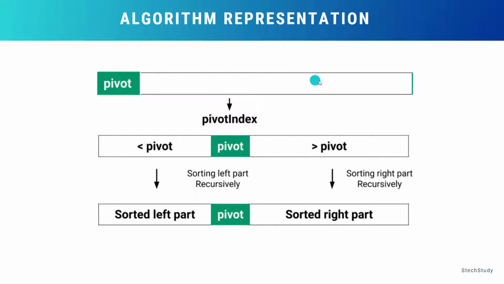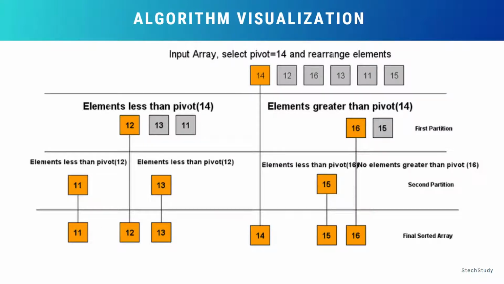For the remaining elements of the array, we'll apply a technique in such a way that after some position, the pivot element will be in its sorted position, where the elements less than the pivot element will be on the left side of the pivot element, and the elements which are greater than the pivot element will be on the right side, and the pivot element will be in its sorted position. So let us see a visualization of this algorithm.